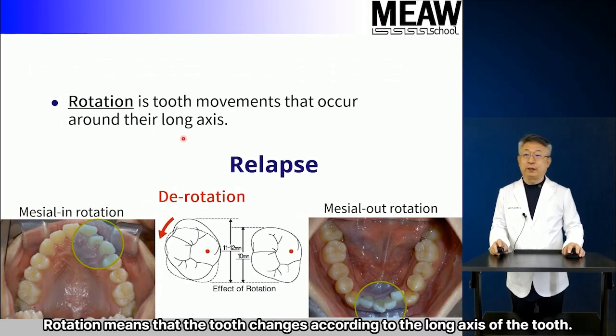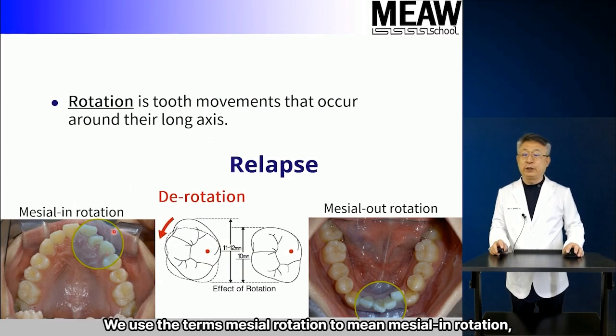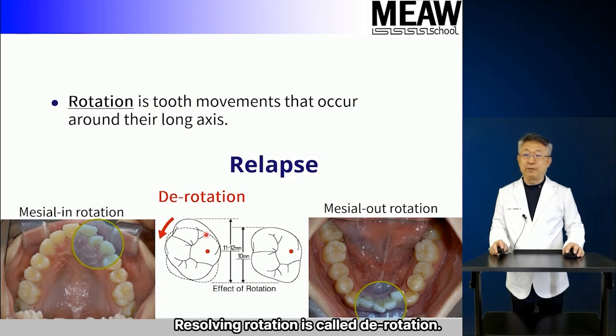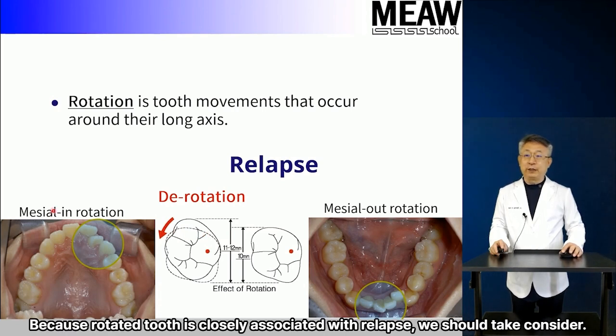Rotation means that the tooth changes according to the long axis of the tooth. We use the terms mesial rotation to mean mesial in rotation, and distal rotation to mean mesial out rotation. Resolving rotation is called derotation. Because rotated tooth is closely associated with relapse, we should consider it.